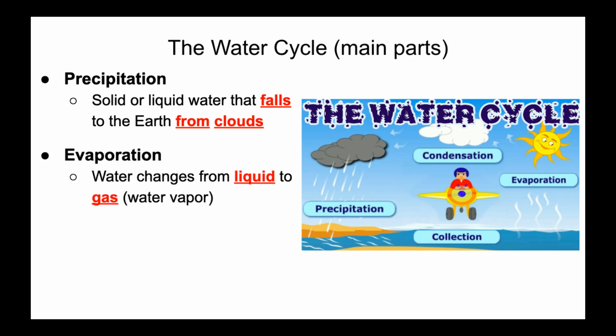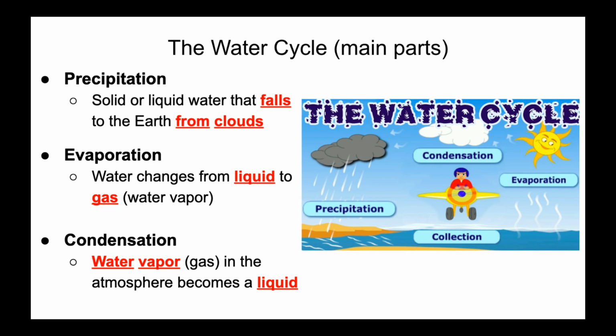Our next part is evaporation. So evaporation is water changing from a liquid state to a gas state. So you can see over here in this image, the sun is warming up this water down here, and this liquid water is rising up into the air in a gas state. That's evaporation.